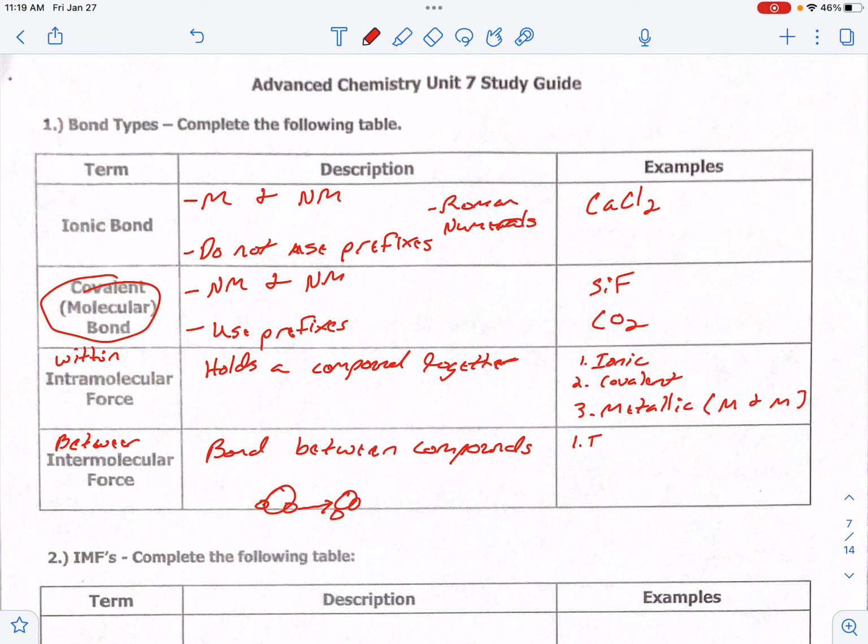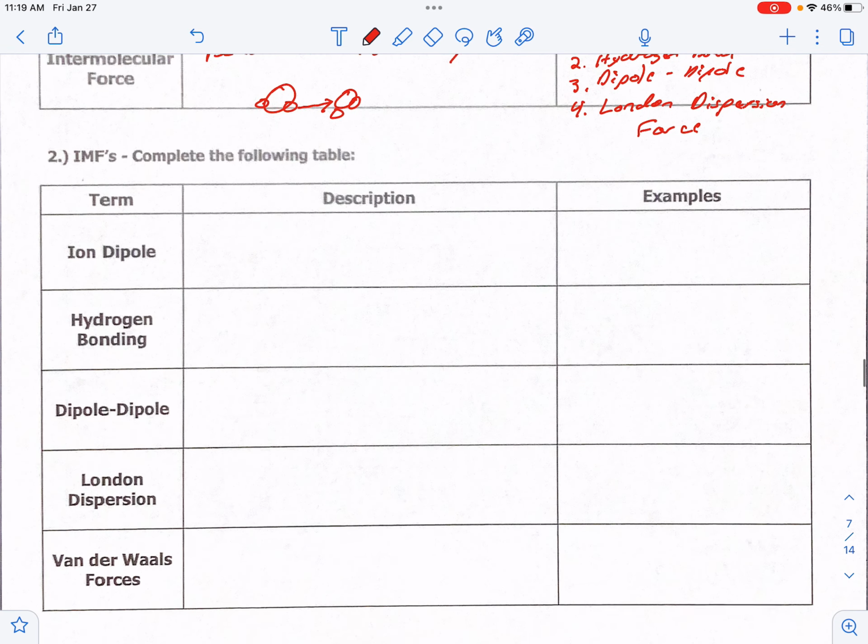You have ion dipole. Your second one is a hydrogen bond. Your third one is a dipole-dipole. And the last one, the fourth, is called London dispersion force. We'll do more examples, but it's better to see it when you actually start doing it.